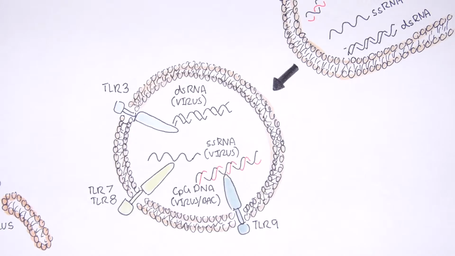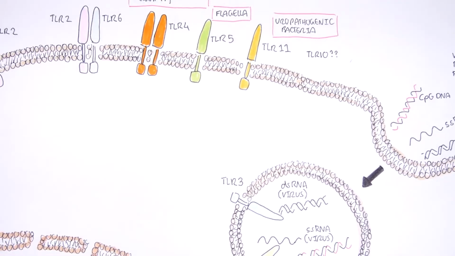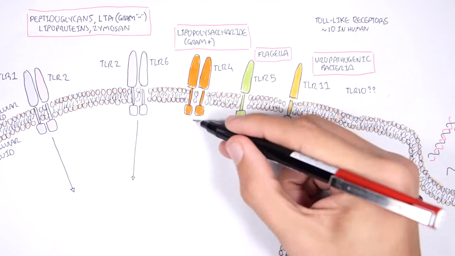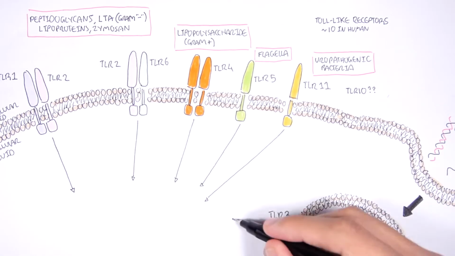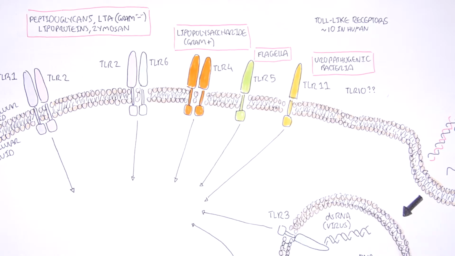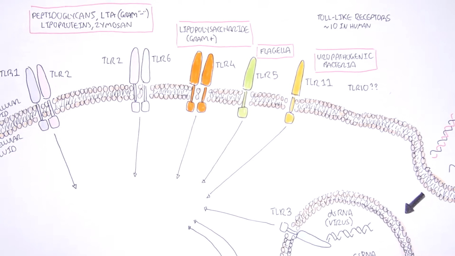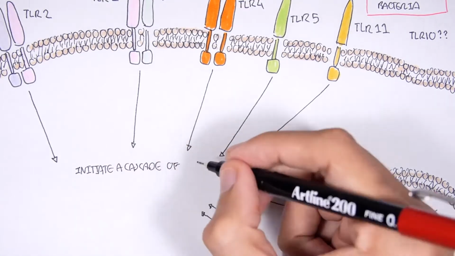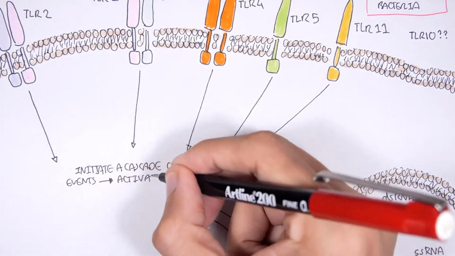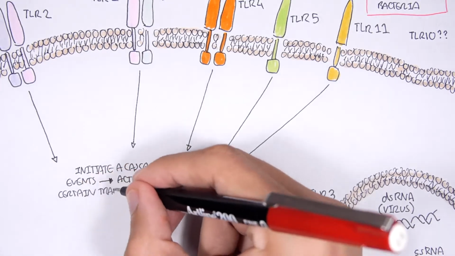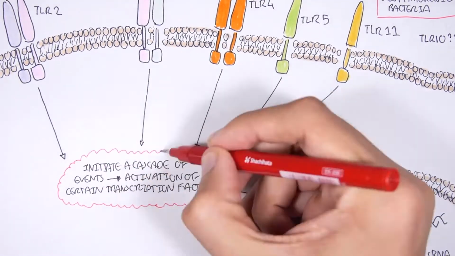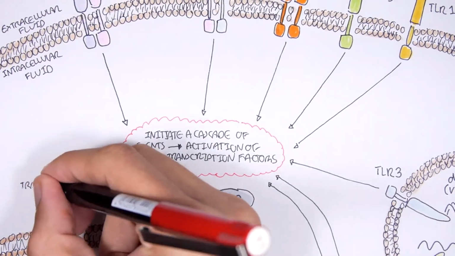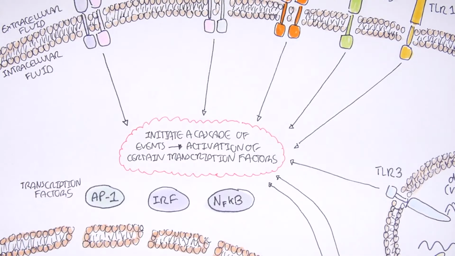Okay, now that we know the toll-like receptors and what they recognize, what happens next? Well, to put it into simple terms, they become activated. The activation of toll-like receptors will initiate a cascade of events that will essentially lead to the activation of certain transcription factors. The main transcription factors that are activated are AP1, IRF, and NFKB.